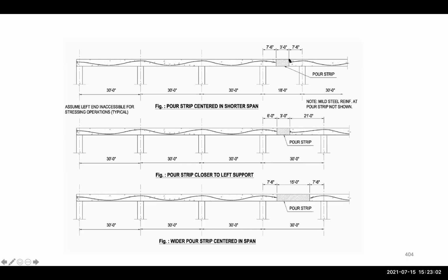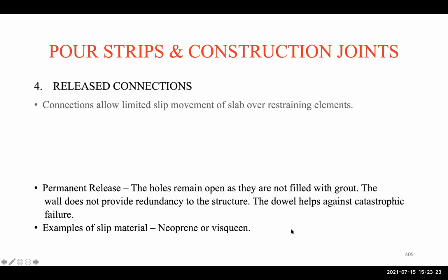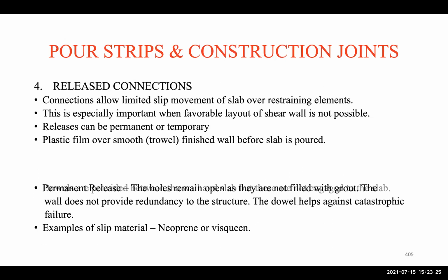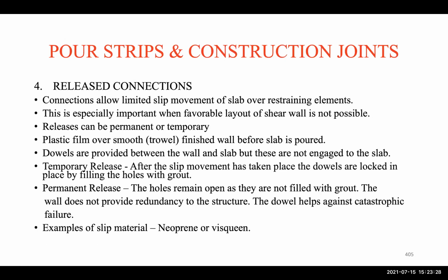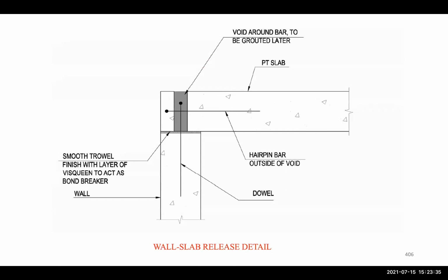So we can have that here, and then we can have the stressing at that location. So this is more in the center, this is more to the left, and this is a wider pour strip that can be provided if you have equal spans. Then released connections. What is released connections? Of course, they help release any stresses there, and of course will prevent the restraint. So what are these? We'll look at the details.